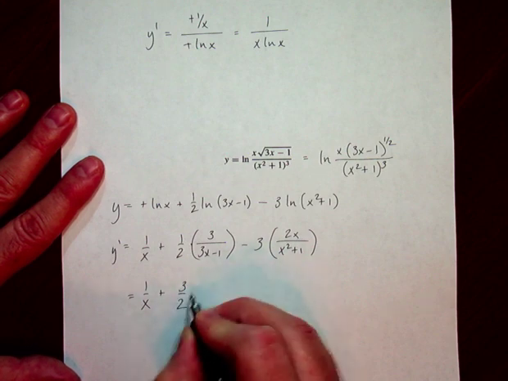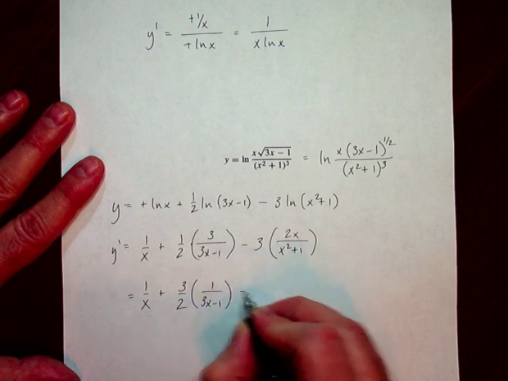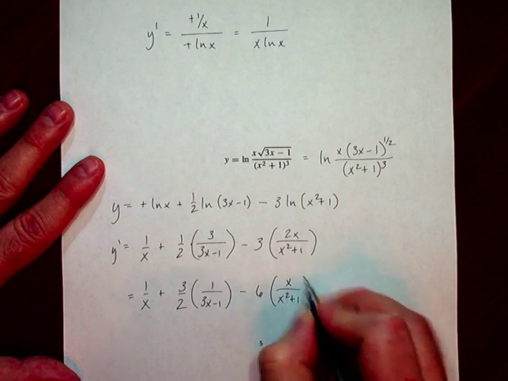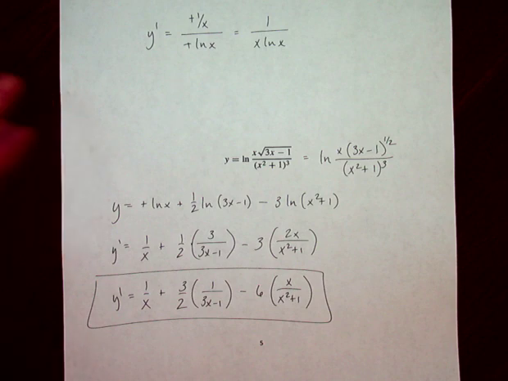So I probably pull the 3/2 out in front and do that, and then pull the 6 out in front and do that. Not quite sure why, but that just looks prettier to me. And there you go. Now we're going to have two more problems before we call this one quits and then move on to logarithmic differentiation.